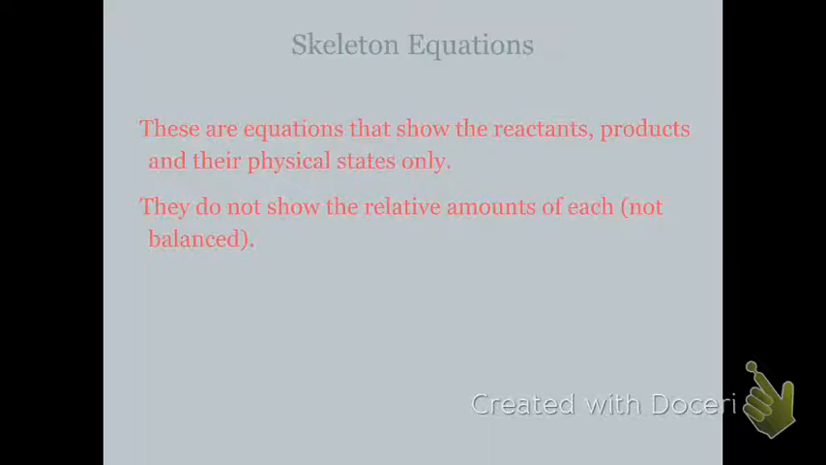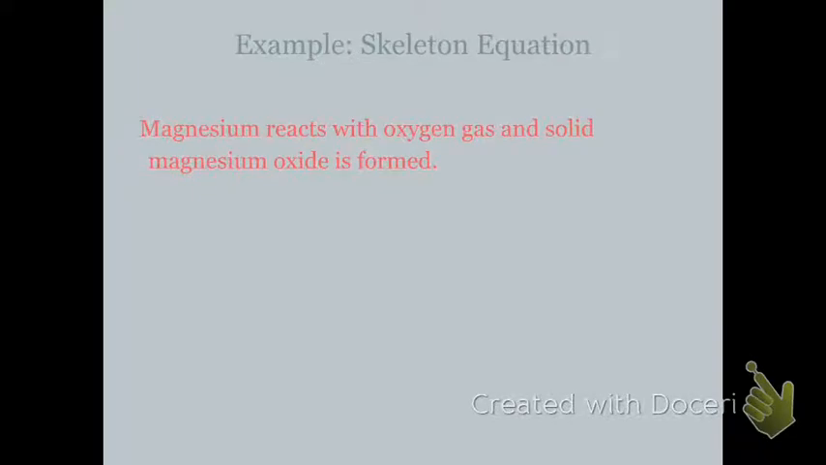All right, so before we get into full-blown equations, we have what we call skeleton equations. And these are equations that only show reactants, products, and their physical states only. They're not balanced. For example, here's a skeleton equation, so let's read it. It says magnesium reacts with oxygen gas and solid magnesium oxide is formed. All right, so from this, we're going to create what we call a skeleton equation.